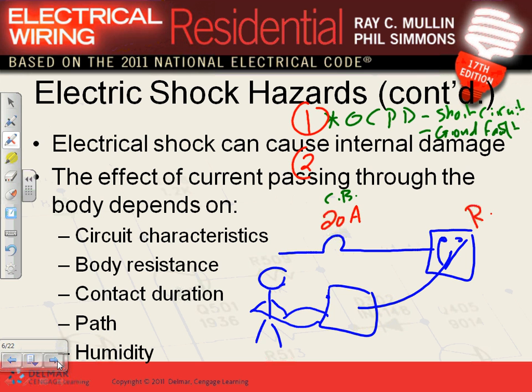Protection number two, my friend, that you could have is GFCI protection. GFCI protection, 6 milliamps. You explain ground fault on number one.